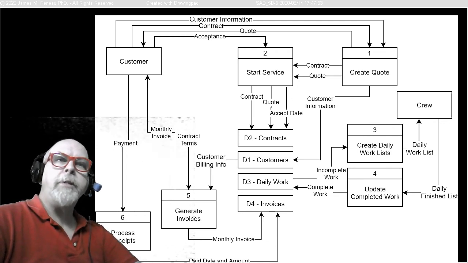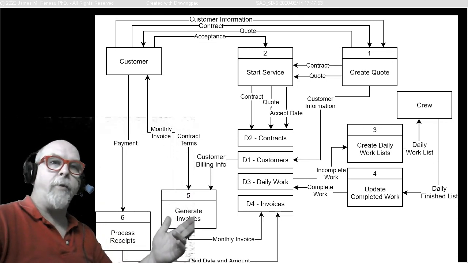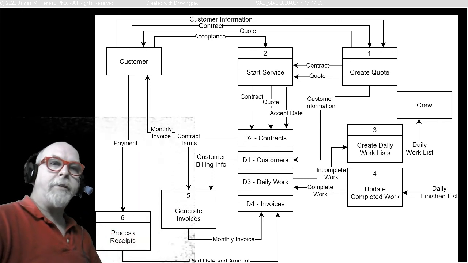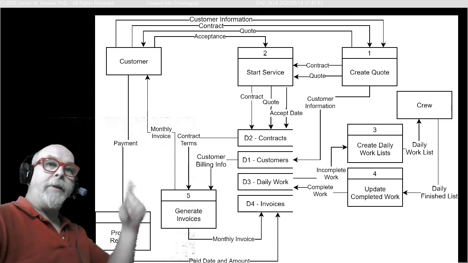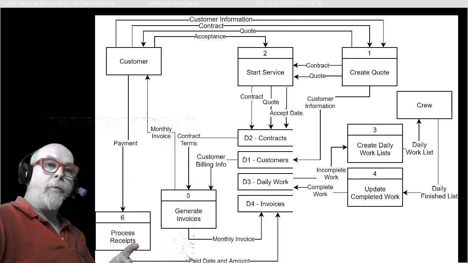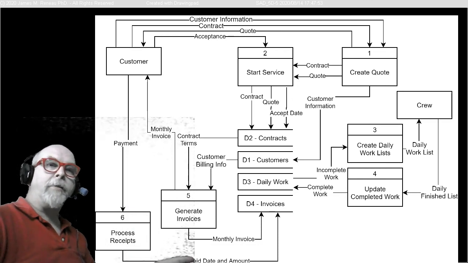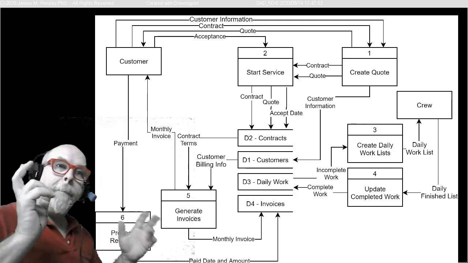You can also see that the customer billing information comes out and flows into generate invoices that then sends the data back up to the customer and also to a data store called invoices. And then when the customer sends a payment, we process the receipts. The paid date and amount gets updated to the invoices, and the invoice then gets marked as paid.